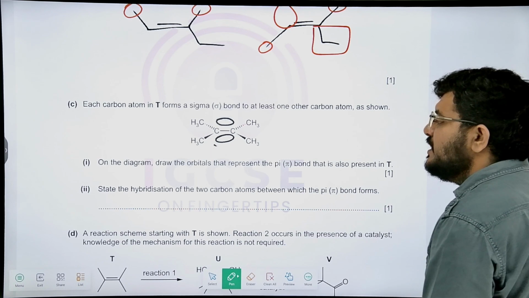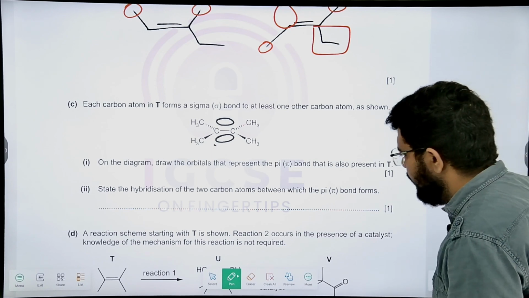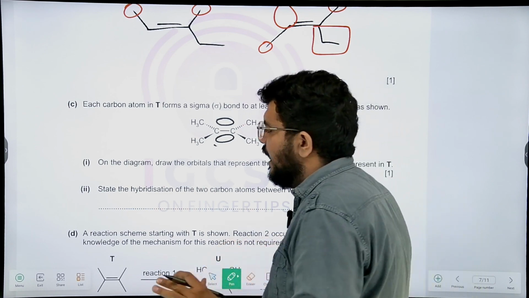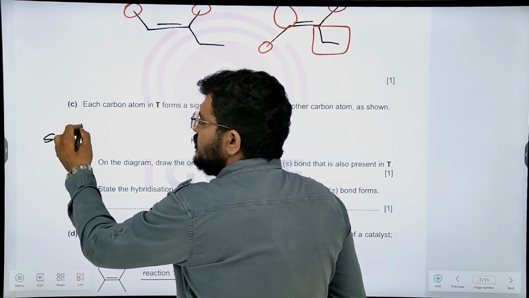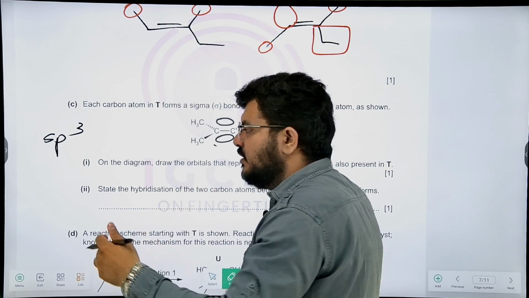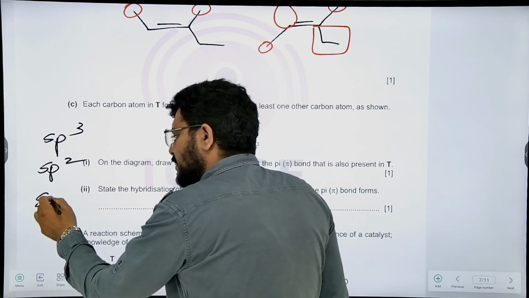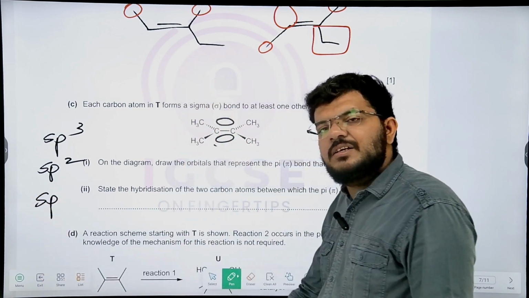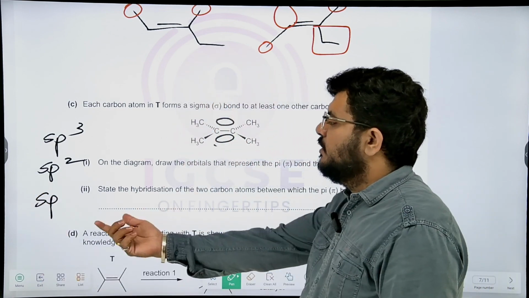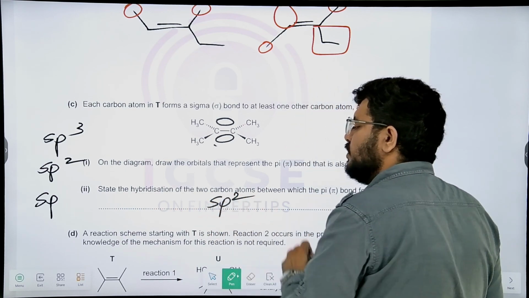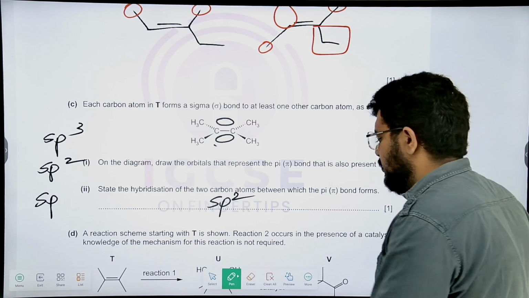State the hybridization of the two carbon atoms between which the pi bond forms. See, if there are just single bonds, the hybridization is sp3. If there is even one double bond, the hybridization is sp2. If there are triple bonds, the hybridization is sp. So N triple bond N also has a hybridization of sp, right? Here the hybridization is sp2 because we have a double bond.